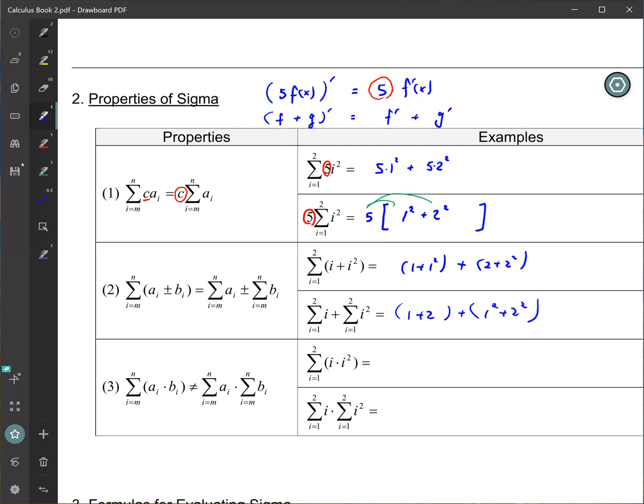So as you can see from the expansion, it's the same result. It's just in a different order. They are all adding, so the final answer should be the same. If it's subtraction, it should also be the same, okay?